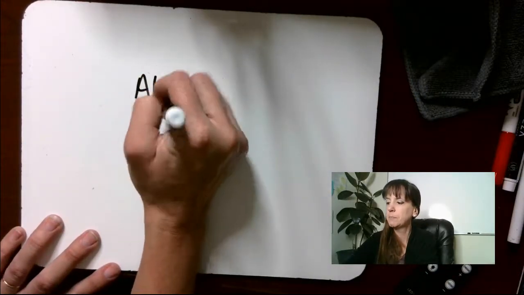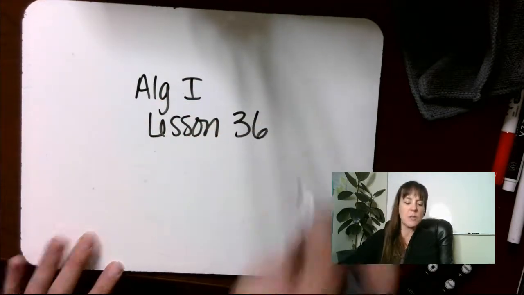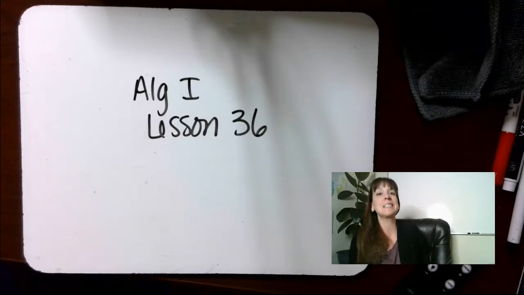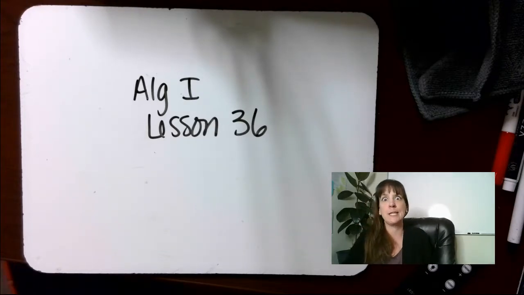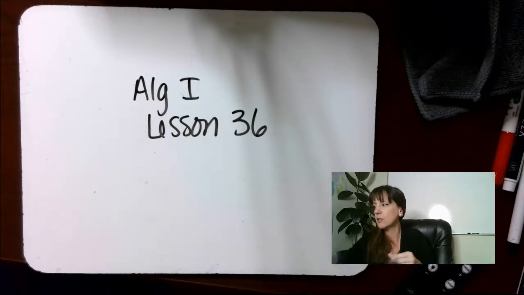Algebra 1. We are on lesson 36. We're going to be talking about the distributive property, but this time we're going to be doing it with fractions, fractions with variables on the top and the bottom. We are also going to talk about the minus sign and negative exponents. So we've got two different things that we're going to talk about in this lesson today. Let's jump right into it.